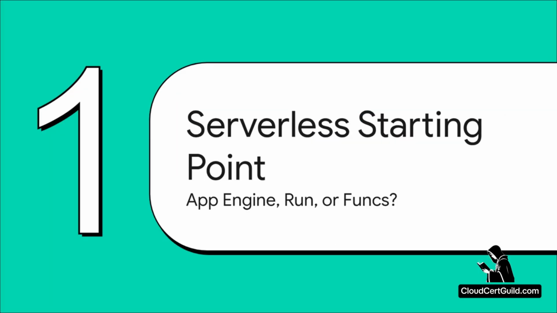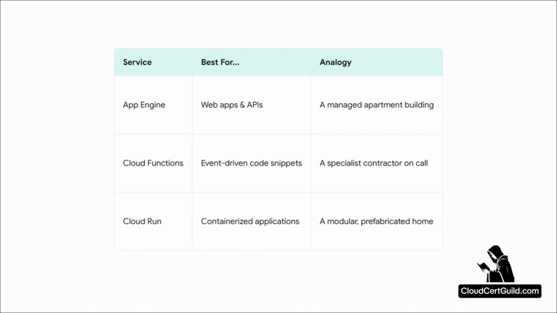Okay, first things first, you have to choose your foundation. Getting this initial choice right between App Engine, Cloud Run, and Cloud Functions is absolutely the most important first step. Seriously, think of it like picking the right kind of property before you even think about building the house. I love this slide because the analogies just make it click.